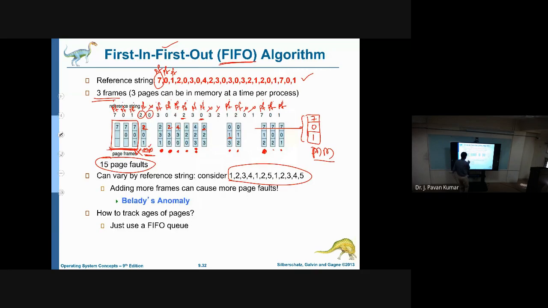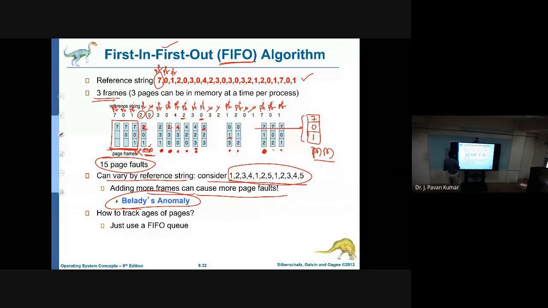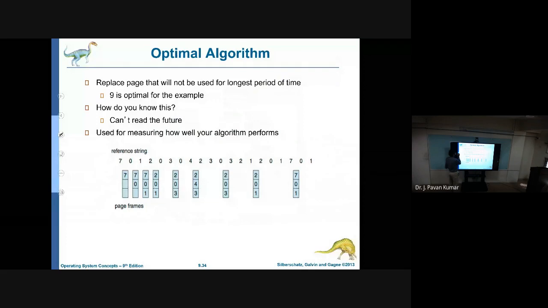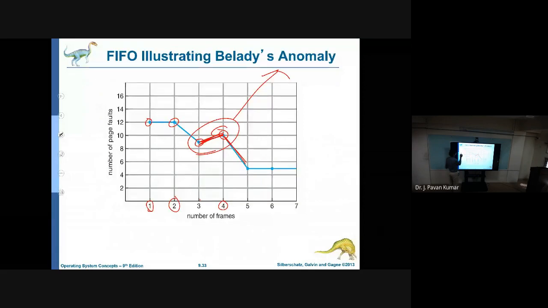It can vary by reference string. Consider this particular string. Adding more frames can cause more page faults. This is called Belady's anomaly. And how can we keep track of which page we brought first? That is by using a FIFO queue. We can keep track of which page we have brought into the main memory first. This is about one of the page replacement algorithms, the FIFO page replacement algorithm.